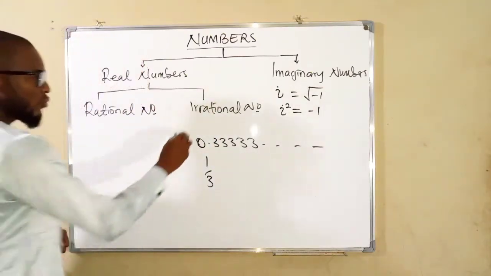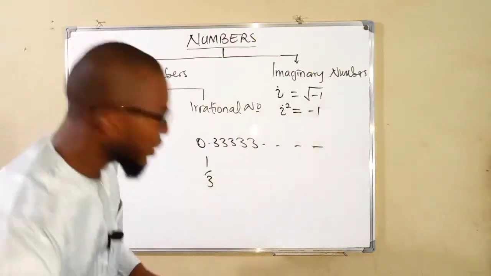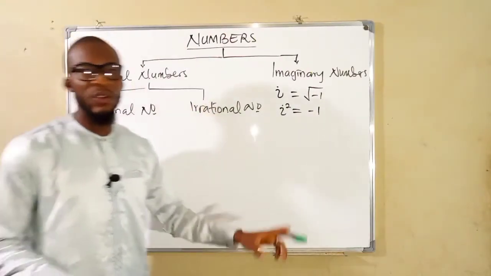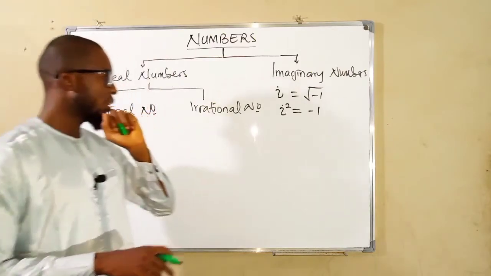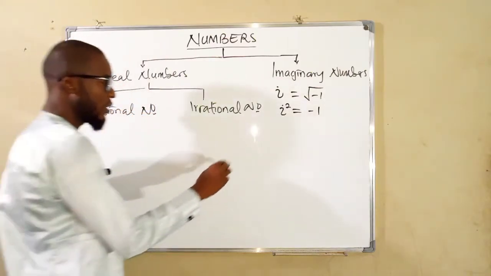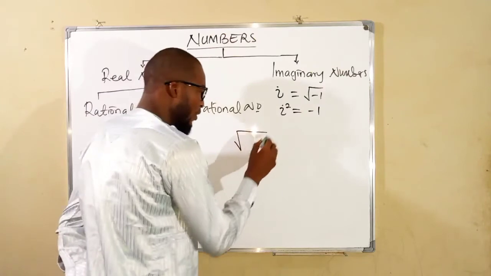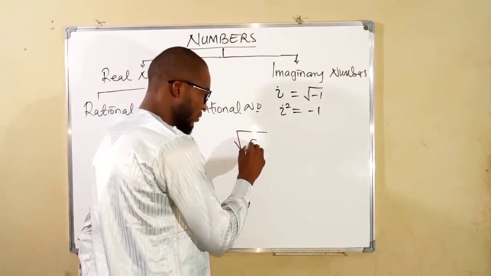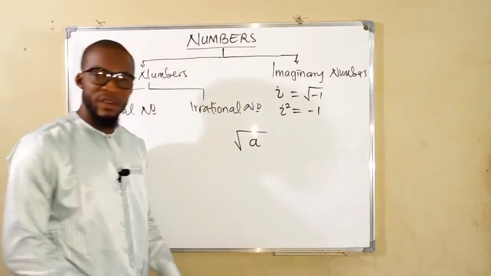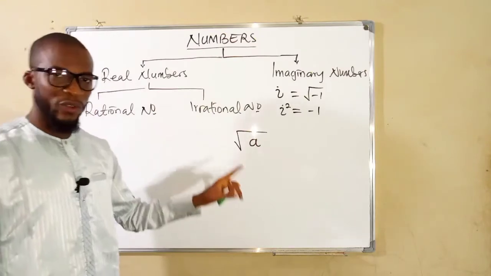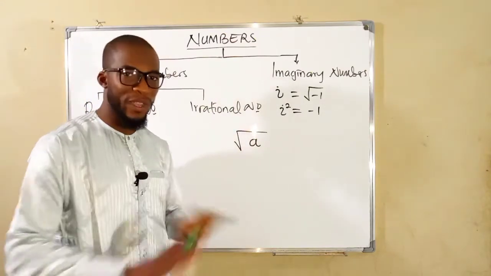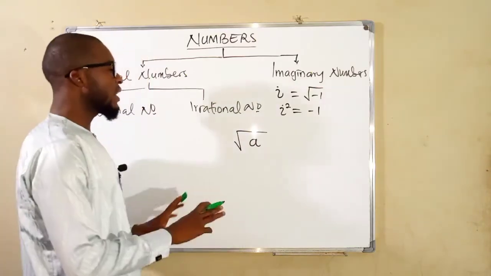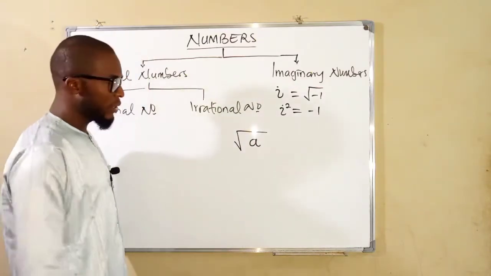So coming back to irrational numbers. Irrational numbers are numbers that cannot be expressed as the ratio of 2 integers. Example, a square root of a rational number, if and only if that rational number is not a perfect square number, we see it is irrational.